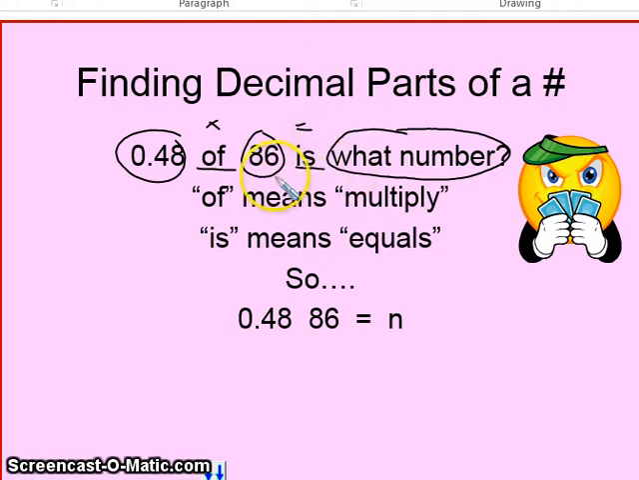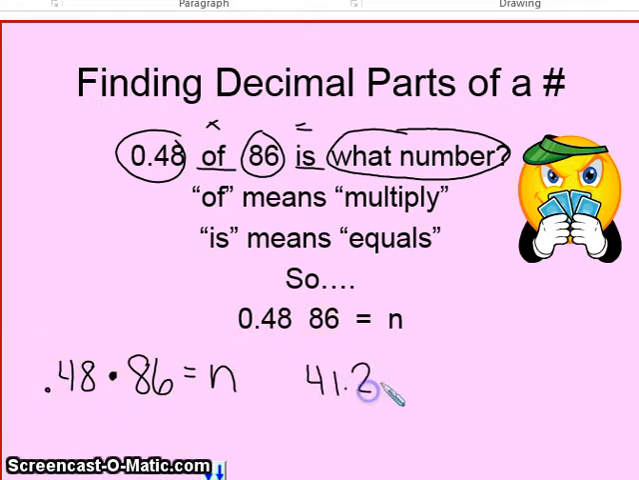So if we're going to turn this into an algebraic expression, we would write 0.48 of, or times, 86 is, or equals, what number, which we would use a variable to describe, like maybe n. Now this one's easy to solve. All we have to do is simplify. 0.48 times 86 is 41.28. So here, 41.28 equals n.